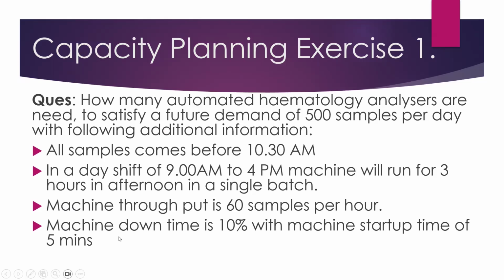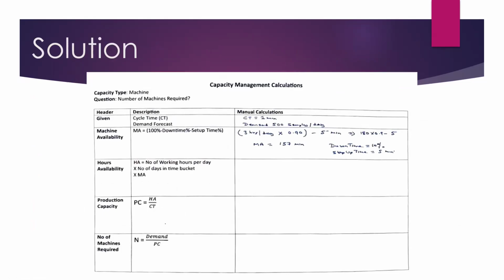So the availability is 90% minus 5 minutes. So let us see the calculations. For calculations, I have made this format. It has typed information here and here we do the calculations. I have provided the link for this file of the format in my description below. So this is the information available. The cycle time is 1 minute because the throughput of the analyzer as given is 60 samples per hour. So to run one sample, the machine takes only 1 minute. So cycle time here is 1 minute.